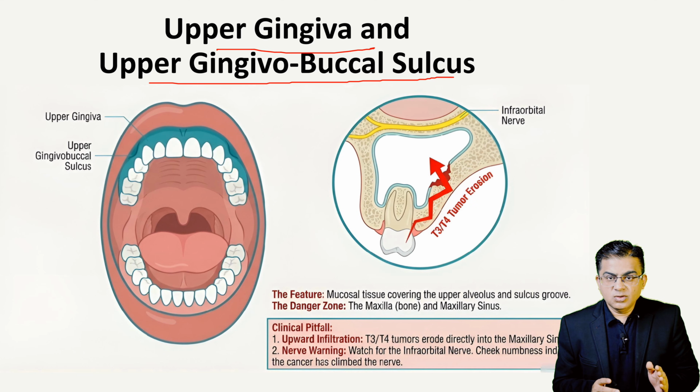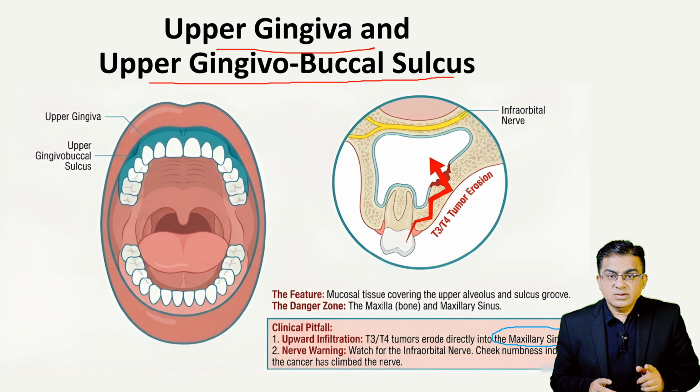If there is a tumor over this gingival mucosa, there is a danger zone superiorly where you have maxillary bone and above which you have the maxillary sinus. A T3 or T4 tumor at the mucosa of gingiva and gingivobuccal sulcus region does not often stay in their sites for a long period of time. It starts eroding maxillary bone up, and then if it further advances, it invades the maxillary sinus.